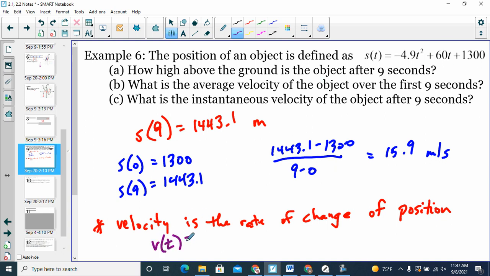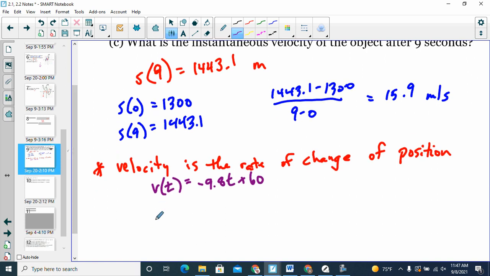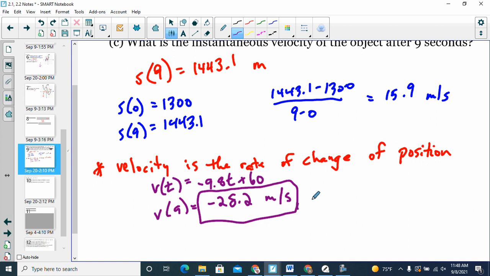Velocity is the rate of change of position. It's the derivative of position. And then plug in 9. I get negative 28.2 meters per second. So that tells me at 9 seconds, for the most part, it's higher than it started. Its average speed is positive, but at 9 seconds, now it's moving down. That's why it's negative here.